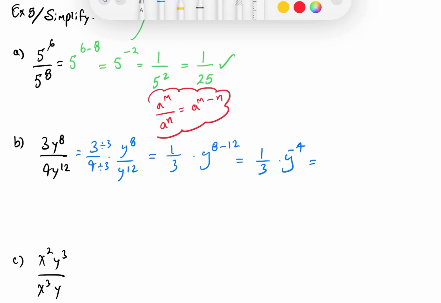All right. Now, the next step is you can just write it as 1 over 3 again times 1 over y to the power of 4. And then you can multiply the denominators and write it as 3y to the power of 4. Or just leave it in this form.